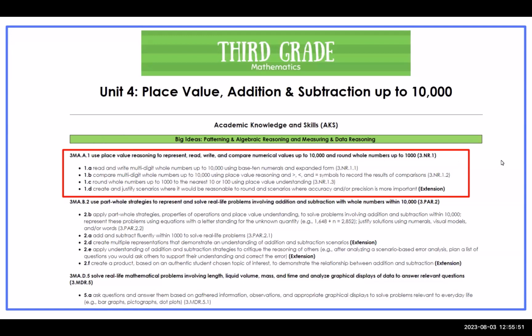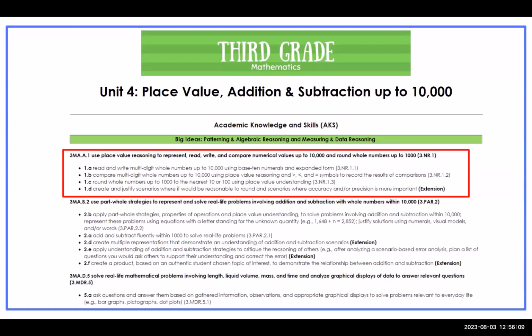Unit 4 begins with place value. We will now be diving into place value up to 10,000 and building off of what was taught at the beginning of the school year with place value up to 1,000. We also will be introducing rounding.